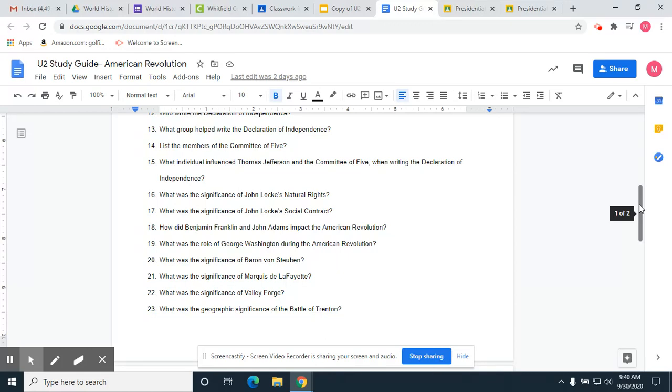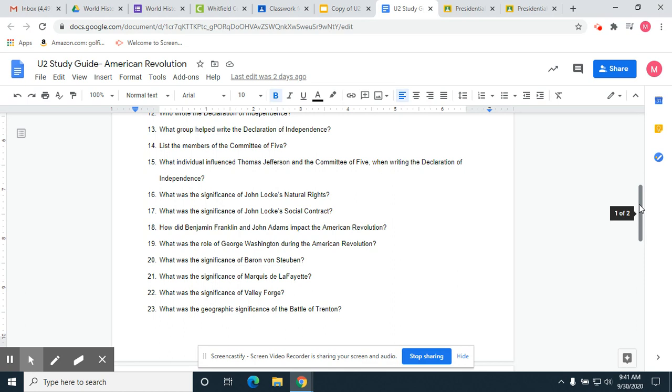Number 19. What was the role of George Washington in the American Revolution? He is going to be the general of the Continental Army. He's the main guy. Number 20, what was the significance of Baron von Steuben? Baron von Steuben is a Prussian man who gets hired on, and he is going to help reshape how we train our soldiers, how our soldiers maintain cleanliness, and how our soldiers boost their morale. He's going to come in after Valley Forge.